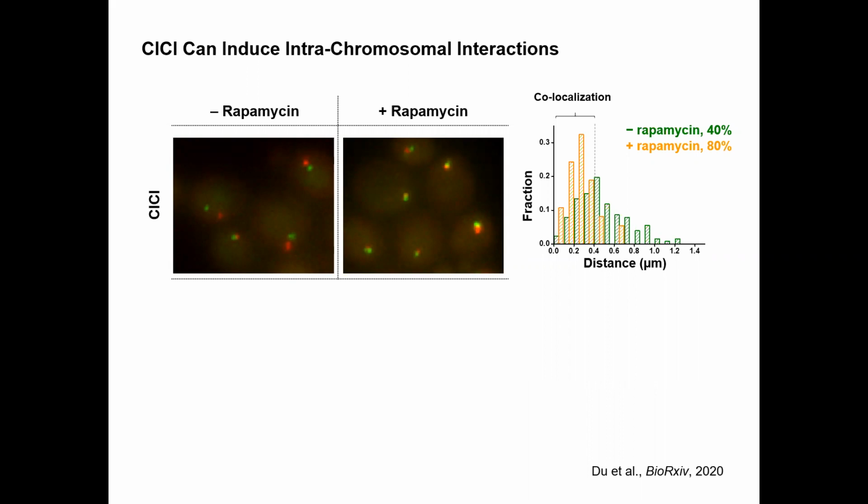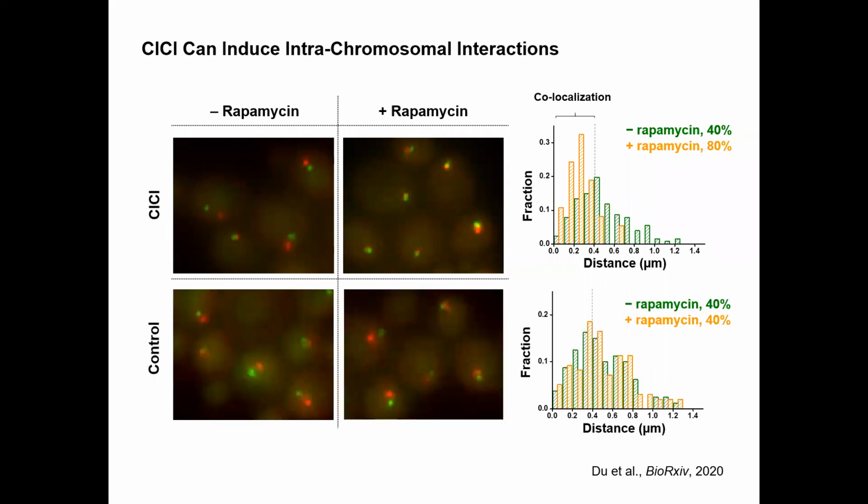This is the histogram of the distance between the two dots. You can see with rapamycin, if we use this as a threshold, the co-localization probability increases from 40 to 80%. In contrast, in a control strain, where we have everything else except the FKBP12 and FRB, except the dimerization protein, you can see the distance did not change at all. So what we're looking at here is not some generic response to rapamycin, it's a true CICI event.